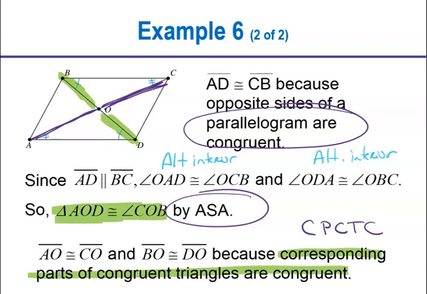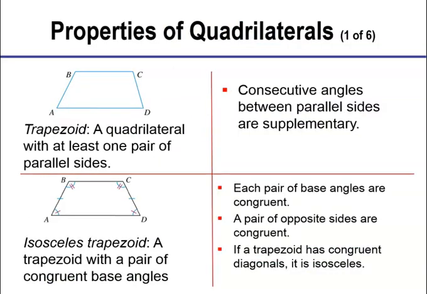Now let's spend some time talking about properties of quadrilaterals. And may I warn you, there are a bunch of properties, and you're probably going to have to keep referring to some of these pages as you go through your homework. So first, let's start with trapezoids. If we have a trapezoid, you see there's one depicted right here. A trapezoid is a quadrilateral with at least one pair of parallel sides.